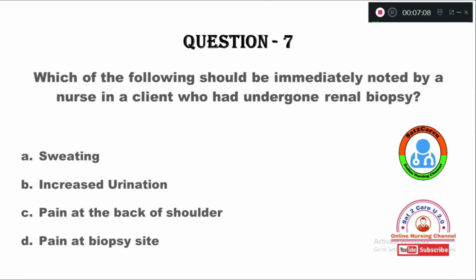Question number 7. Which of the following should be immediately noted by a nurse in a client who has undergone renal biopsy? Option A, sweating. B, increased urination. C, pain at the back of shoulder. Option D, pain at biopsy site. The condition which should be immediately noted by the nurse is pain at the back of the shoulders. That is a very important sign and symptom. The nurse should intervene immediately.